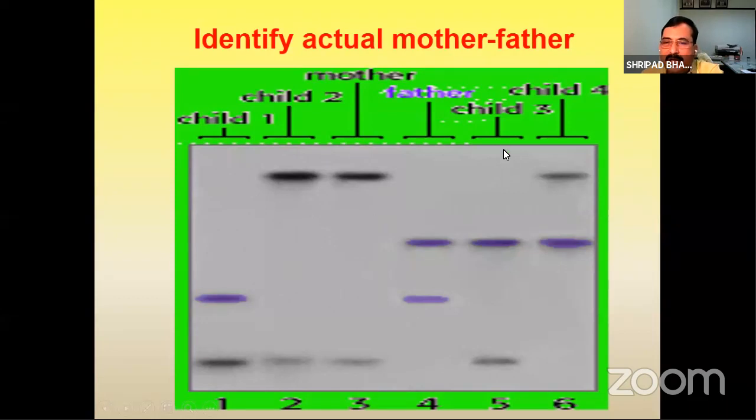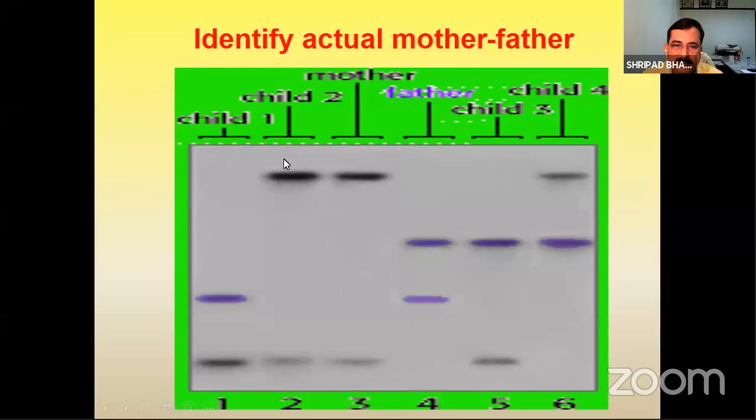What about child number three? It has one band exactly matching the father, one band matching the mother. Similarly, child four has one band matching the mother, one the father. So you can say they completely belong to this couple.